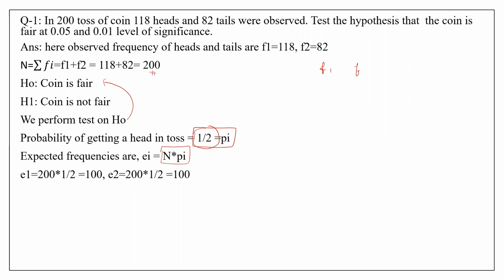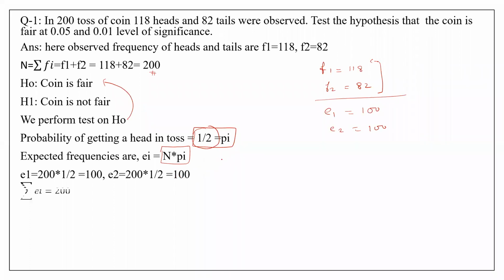F1 and F2 were given to you. F1 was 118 and your F2 was 82. So this was the observed frequency. Based on this observed frequency, we have now calculated the expected frequency, which is 100, and E2 also we have got 100. So now we have these two sets of data.